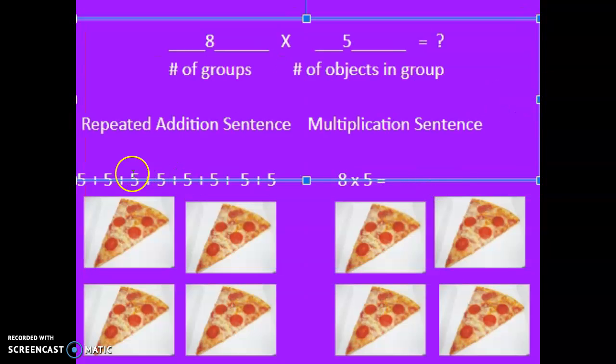So in this case, I'm going to count 5 8 times. So 5 plus 5 is 10. And I can just do 5, 10, 15, 20, 25, 30, 35, 40 to get my answer. So in this case, the answer would be 40.